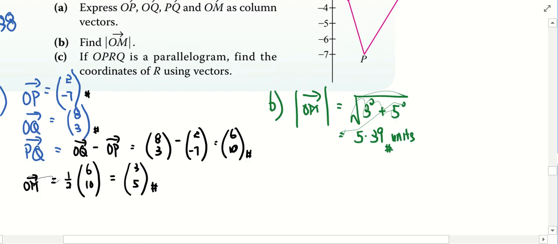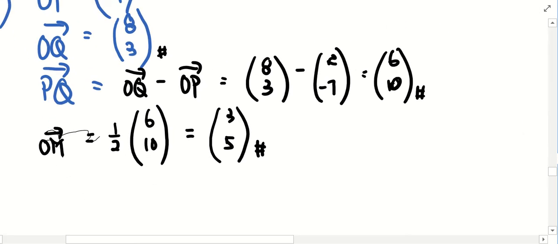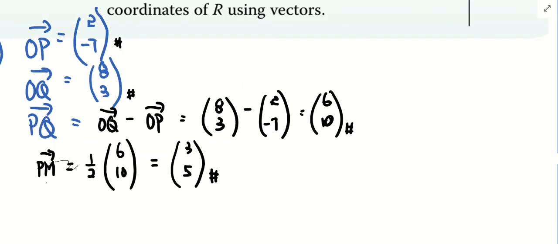Okay, this method is wrong, so I better correct myself. OM is not 3/5. Why? This is actually for PM. So it's wrong. This is not OM. I need to find OM, but I cannot find OM directly. I know M is half of PQ. So what can I do?